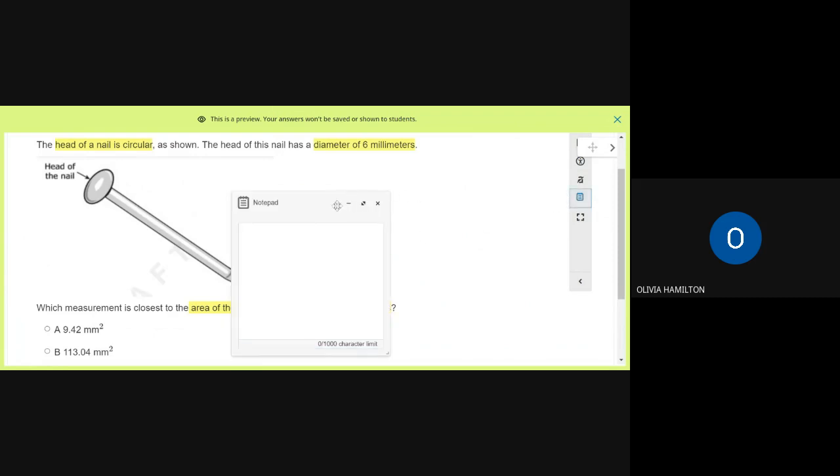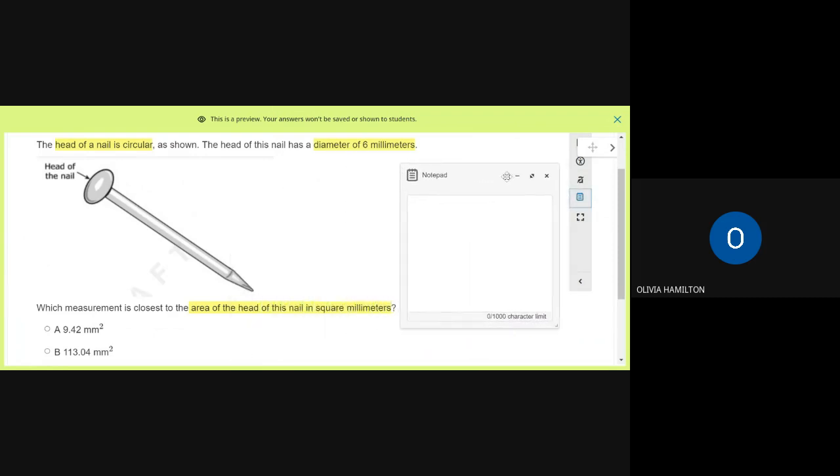Well, let's go out to our trusty little notepad here and see what we can get for this question. We know the head of the nail is a circle. And we want the area of a circle because the question wants the area of the head of the nail. So for the area of a circle, we use pi times r to the power of 2.